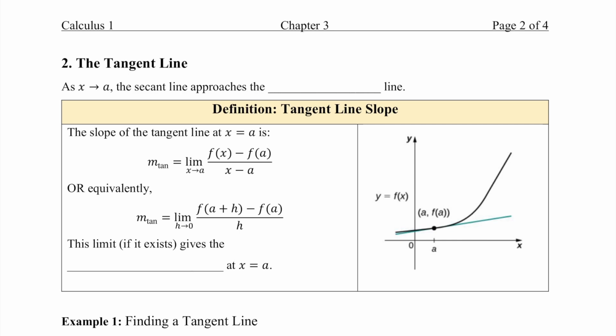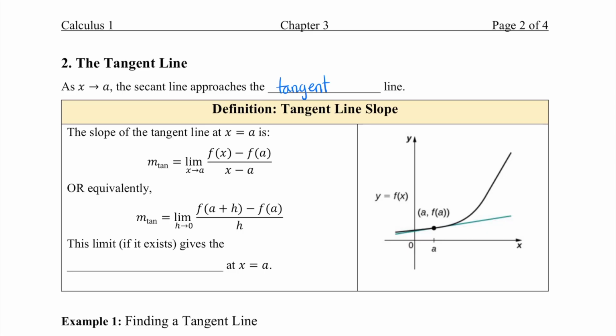Now, let's move to the next idea, the tangent line. Earlier, we talked about the secant line, which connects 2 points on a curve. Now imagine what happens if the second point gets closer and closer to the first point. As x approaches a, the secant line approaches the tangent line. So the tangent line is the line that just touches the curve at one point and shows the slope of the curve at that point.